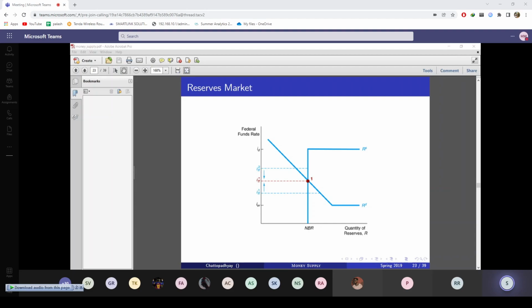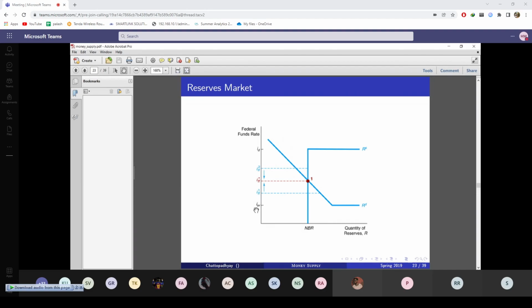But that part of the answer is correct, that when the market interest rate rises, it is obviously beneficial for the commercial bank to give more loans than keeping reserves, because they can earn interest out of it. So that is why this is the negatively sloped portion of this reserves demand curve. And there's a horizontal portion over here.